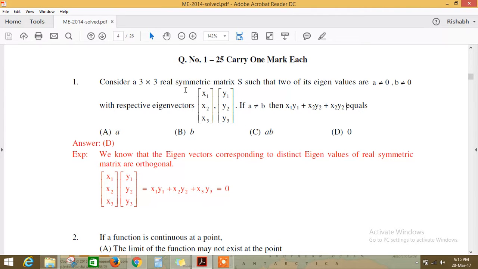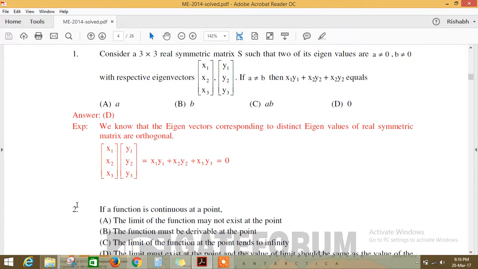As we know, for a real symmetric matrix, the eigenvectors corresponding to distinct eigenvalues are always orthogonal. If you take the dot product of these two eigenvectors, since the two vectors are orthogonal, the dot product of the two vectors is always 0. So the answer is option D.